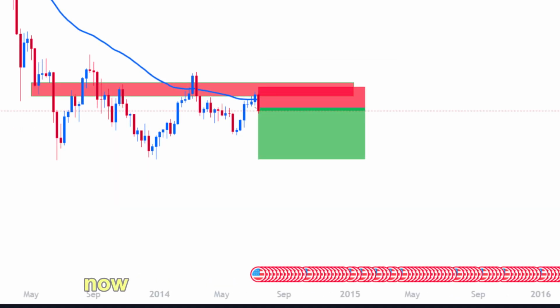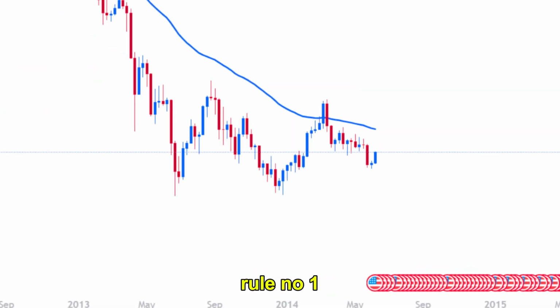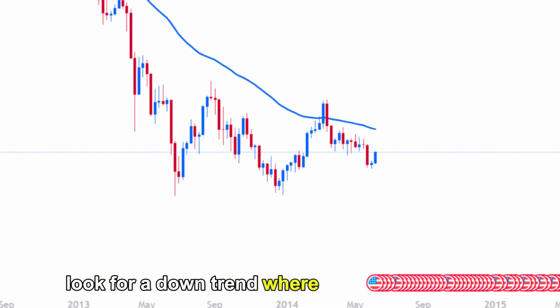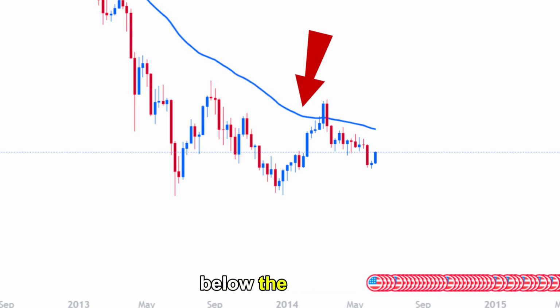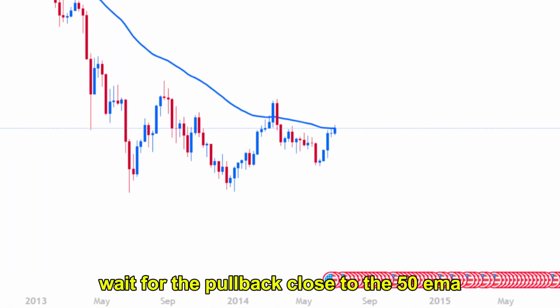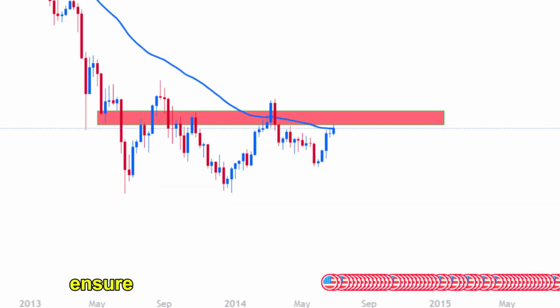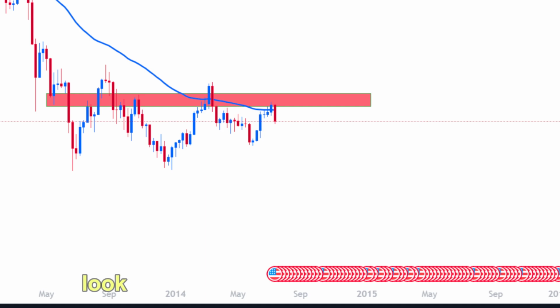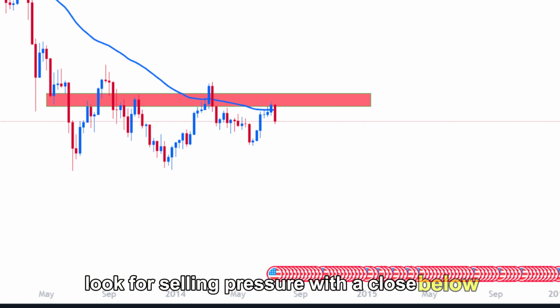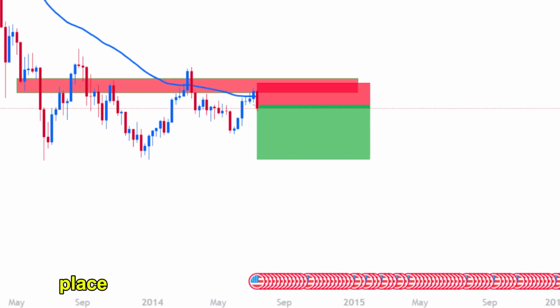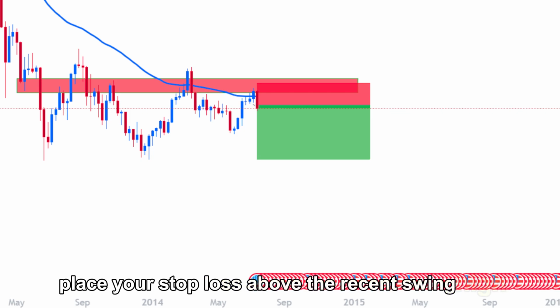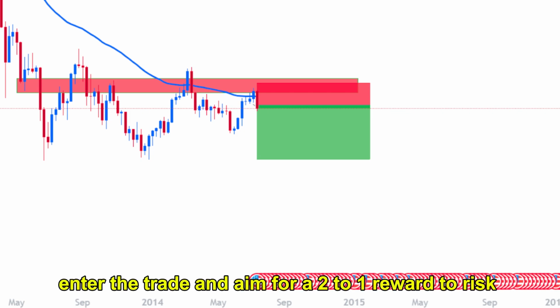Now, let's look at the bearish version of this strategy. The rules are the same, just flipped. Rule number 1, look for a downtrend where the price is making new lows below the 50 EMA. Rule number 2, wait for a pullback close to the 50 EMA. Rule number 3, ensure this retracement is near a key structure level. Rule number 4, look for selling pressure with a close below candle. Enter the trade, place your stop loss above the recent swing high, and aim for a 2-to-1 reward to risk ratio.